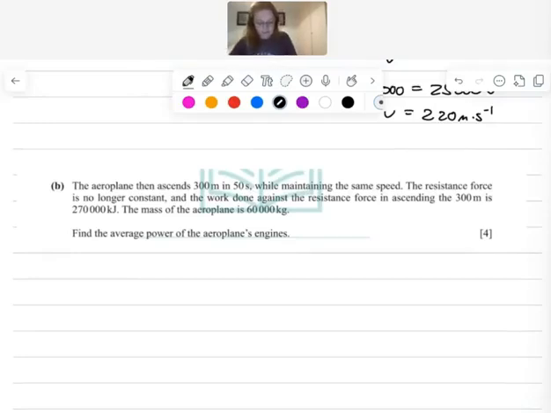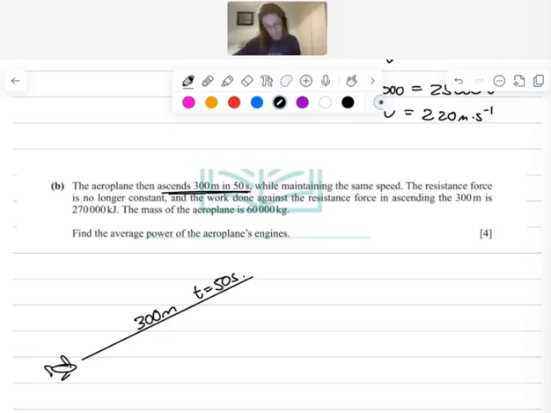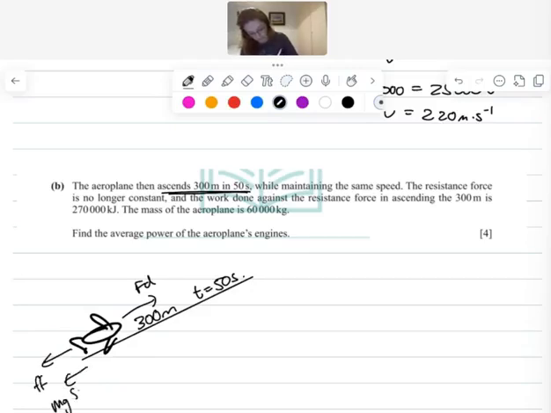The aeroplane then ascends 300 meters in 50 seconds. So it's going up. It ascends 300 meters, let's just draw my airplane, in 50 seconds while maintaining the same speed. But it's going up now, which means it's acting against gravity. Maybe I should have actually drawn my little airplane like this now. So it's going up, and now we've got friction and we've got mg sine theta coming down. The resistance force is no longer constant.